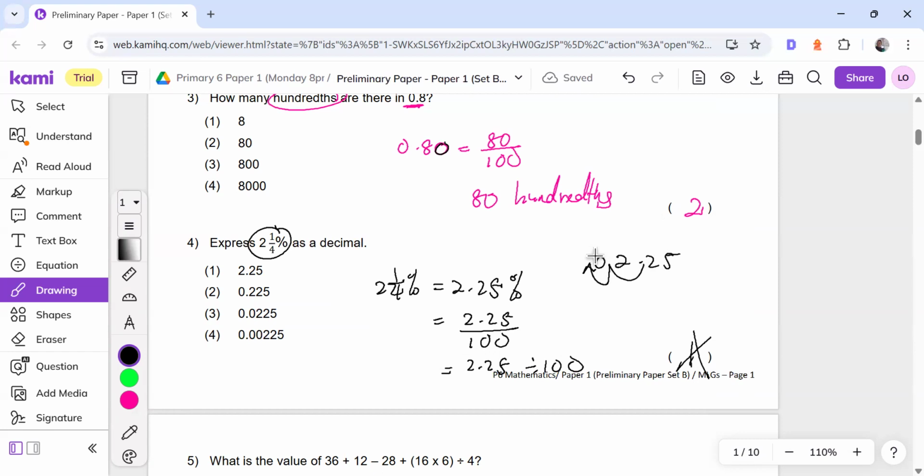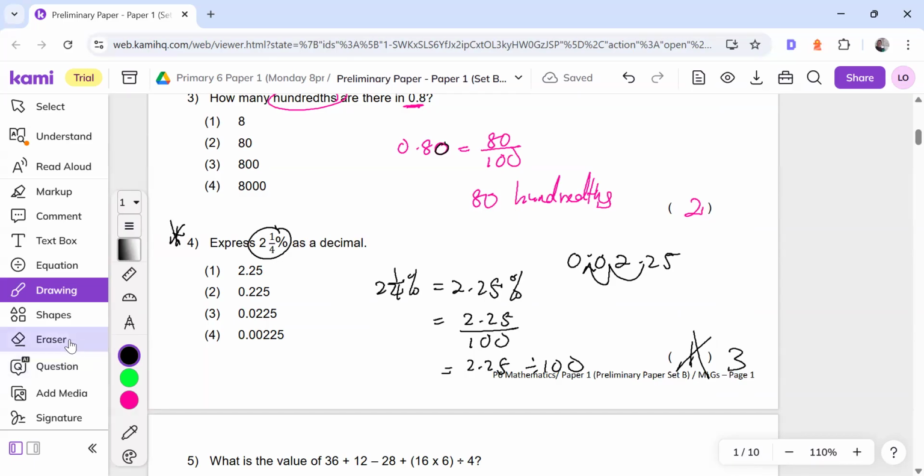Put the 0 in the basket, decimal point above the arrowhead, and 0 in front. So 0.0225, which is your answer number 3. This is very important now. Put a star there, so that you don't get tricked the next time. Okay.